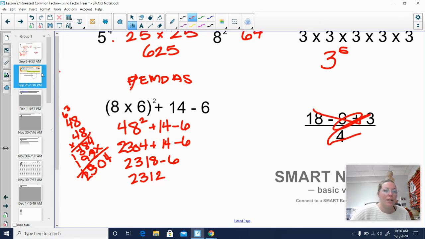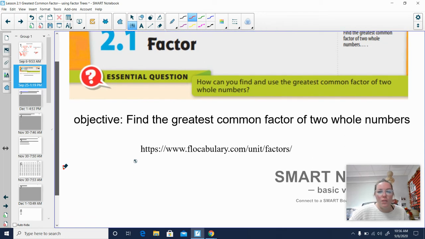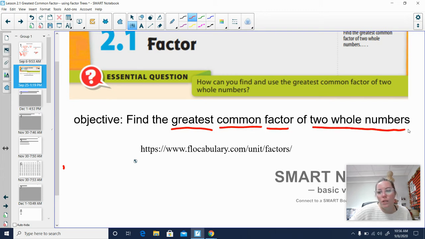Okay, on to our next assignment here. So we are going to do greatest common factor. Our objective, which we should all pause and put in our notes now, is to find the greatest common factor of two whole numbers. So the numbers that we're looking at are whole numbers, and our goal is to find the greatest common factor. Now, the word greatest here doesn't mean best. We're not just going to pick the best. Greatest here means the biggest or the largest.